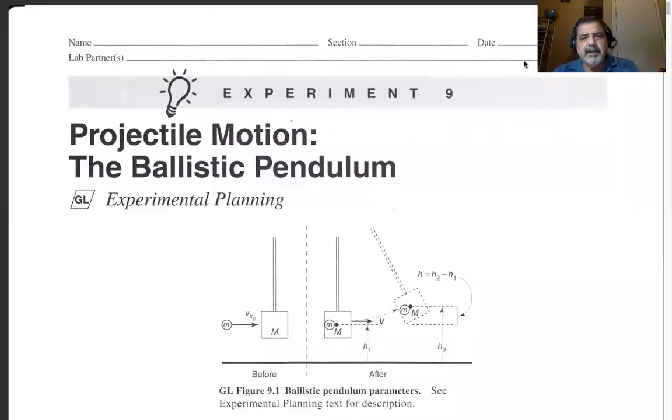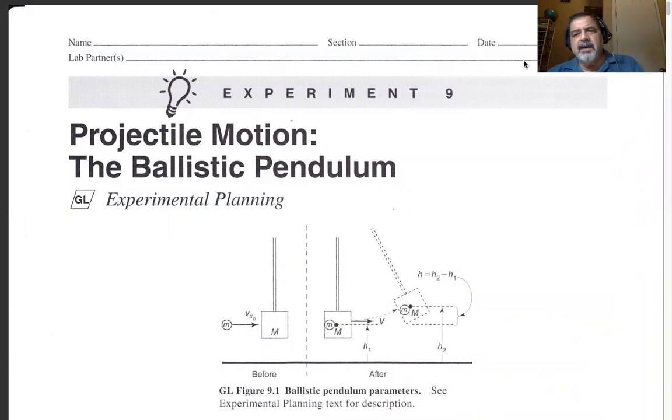Okay, we're going to be talking about experiment 9, projectile motion, the ballistic pendulum. I'm sorry you're unable to do this in the lab, because this is a fun experiment that we normally do every year.